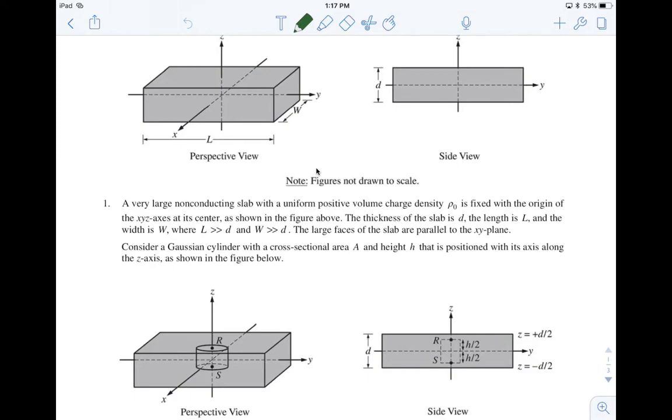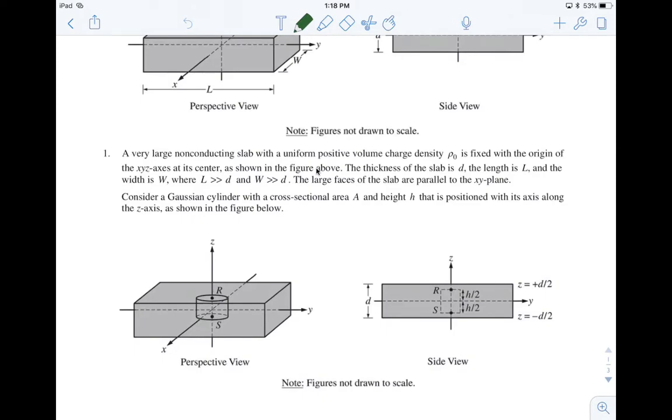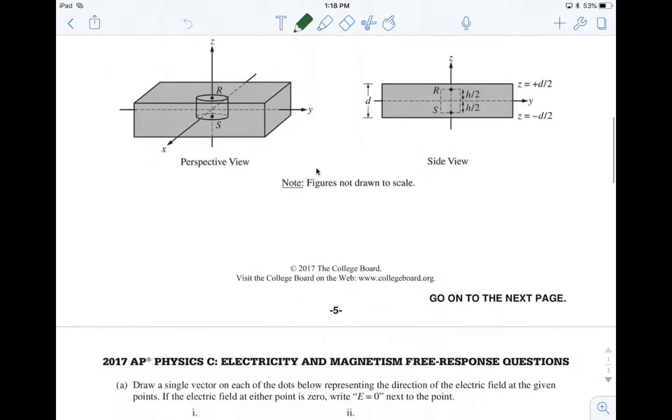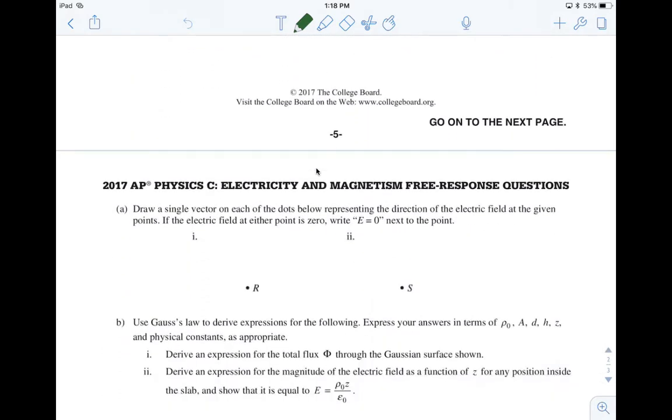The electric field within the slab, according to the axis they have given us, will be vertical. It'll be in the Z direction only. It won't be in the Y or in the X direction, is what they're saying there. The large faces of the slab are parallel. Okay, consider a Gaussian cylinder with cross-sectional area A, height h that is positioned with its axis along the z-axis as shown in the figure.